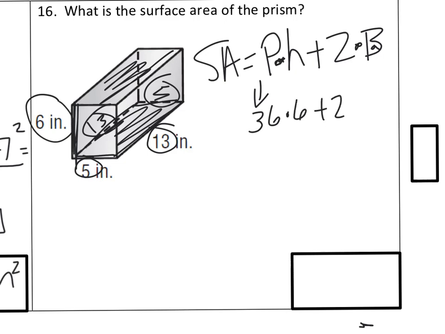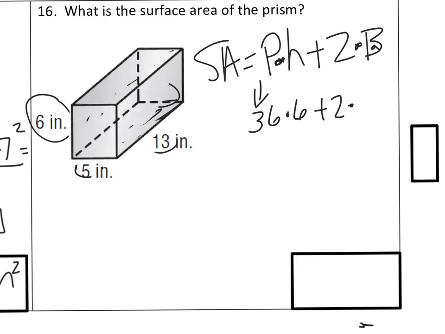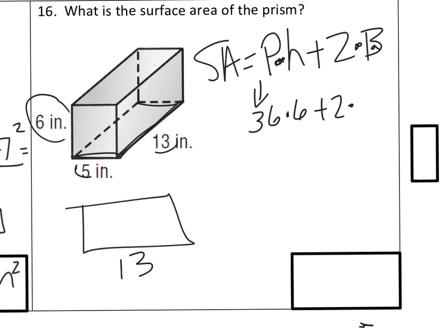Plus 2 base areas. And let me just clean this up a little bit. Base area, of course, is going to be that rectangle on the bottom. And that is going to be a 13 by 5 rectangle. I'll even draw it down here. It's going to be 13 by 5. And what is the area? Well, length times width. So we got to do 13 times 5. And when you do 13 times 5, that's going to be 65. That's your base area. But we have 2 of those.